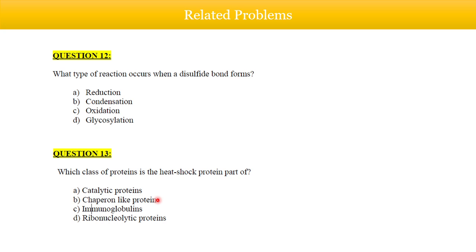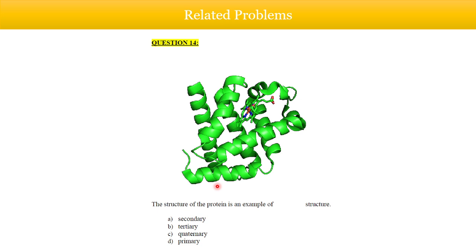That's correct. Oxidation. Which class of proteins is the heat shock protein part of? Catalytic proteins, chaperone-like proteins, immunoglobulins, ribonucleolytic proteins. Yeah, I discussed it previously as well. Chaperones are heat shock proteins of different classes. Class 1 has the heat shock protein HSP70, class 2 has HSP60, that are the chaperonins. So yes, option B is correct.